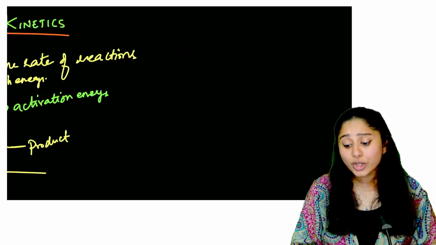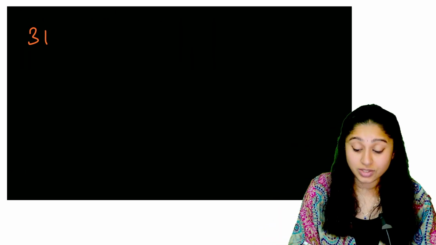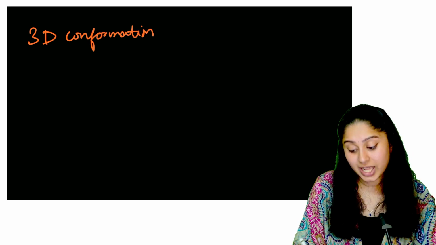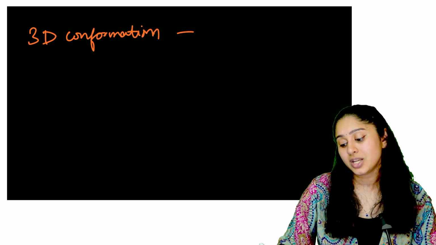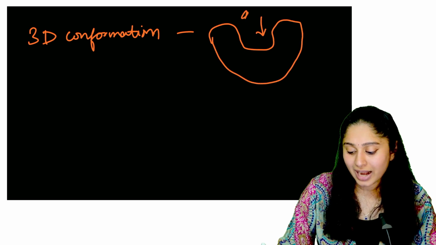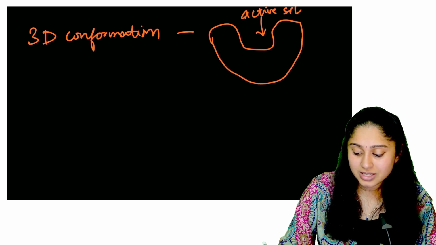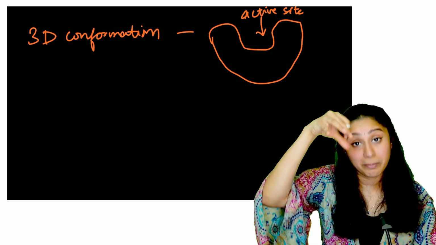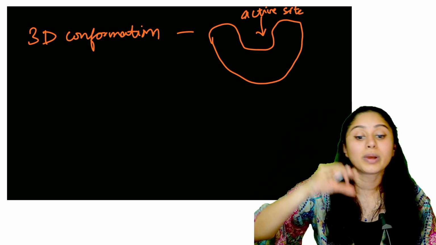Now when you look at an enzyme structurally, the enzyme requires a 3D conformation for its biological activity, and in the 3D conformation it will have a small pocket-like structure called the active site. This is exactly where my substrate will come and bind to the enzyme for the process of catalysis to take place.